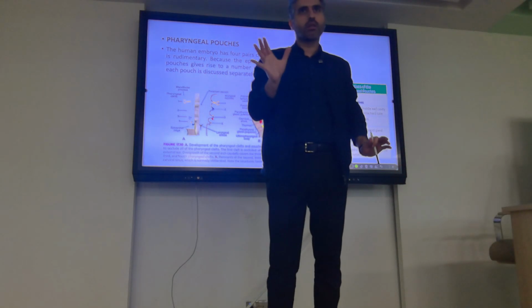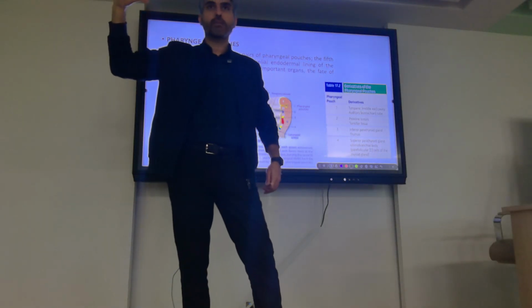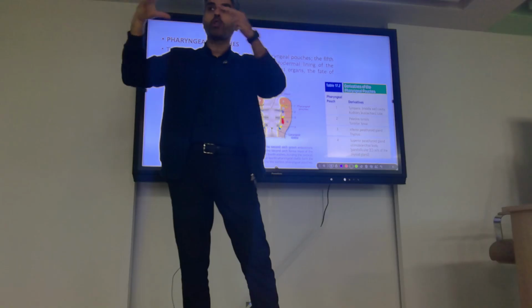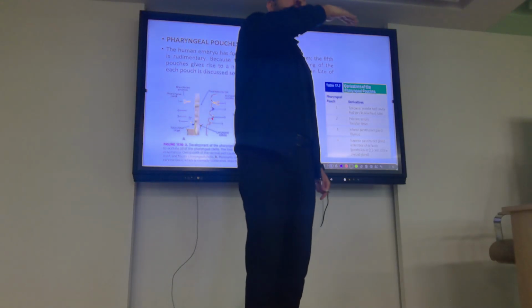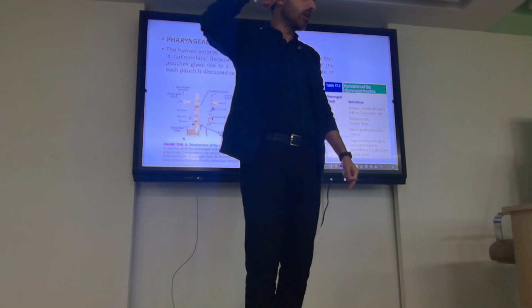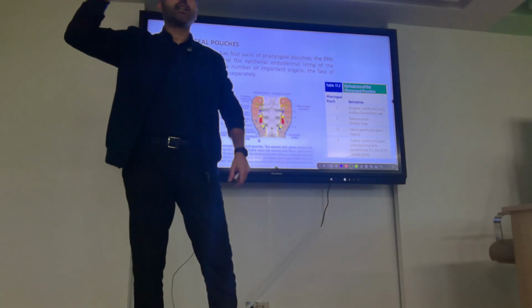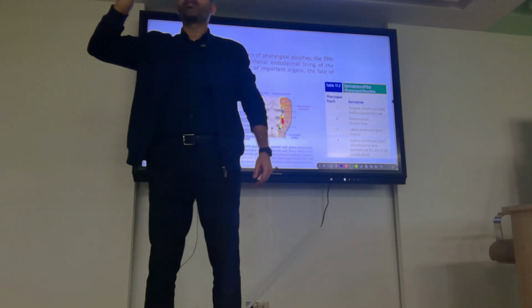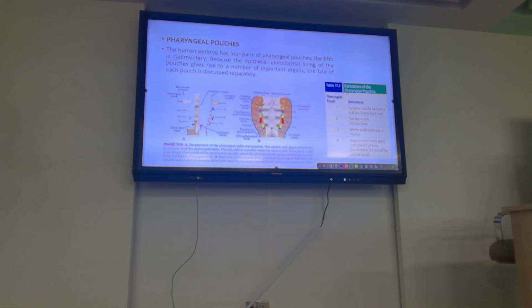Okay, it's logical. And I told you at the end of the cleft you have a pouch. At the end of the cleft you have a pouch. So in this way you can understand this. The first cleft makes the external acoustic meatus and the first pouch makes the tympanic cavity, the middle ear. After the external ear, you go to the middle ear.